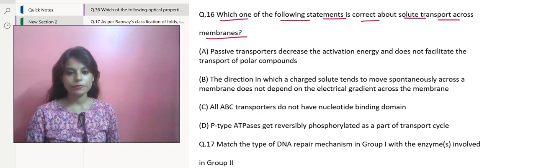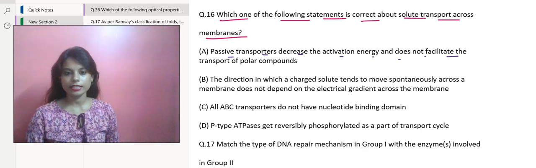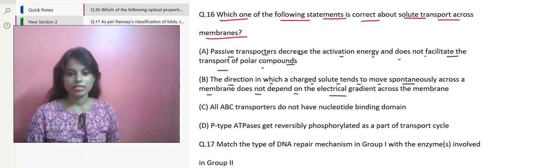Let's go through the options once. Passive transporters decrease the activation energy and do not facilitate the transfer of polar compounds. No, not really. The second one says the direction in which a charged solute tends to move spontaneously across a membrane does not depend on the electrical gradient across the membrane. No, this is also not right. All the ABC transporters do not have a nucleotide binding domain. This is also not correct.